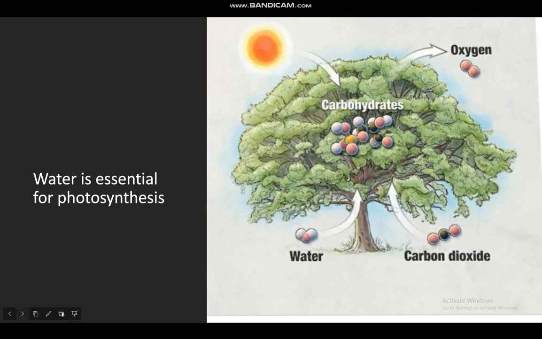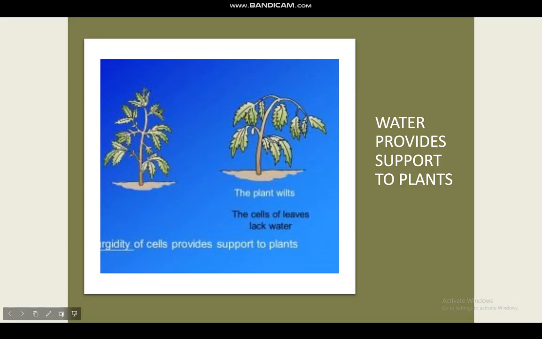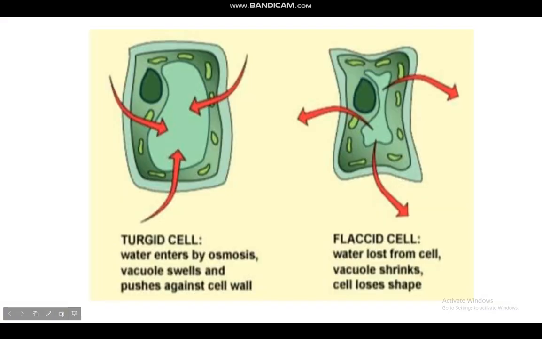The second important role of water is to provide support. As we already know, a plant does not contain any type of skeleton like humans, which gives support. So the plant cell is a special type, which has a special cell wall, and a large vacuole is present inside the cell which provides turgidity and firm structure to the plant.